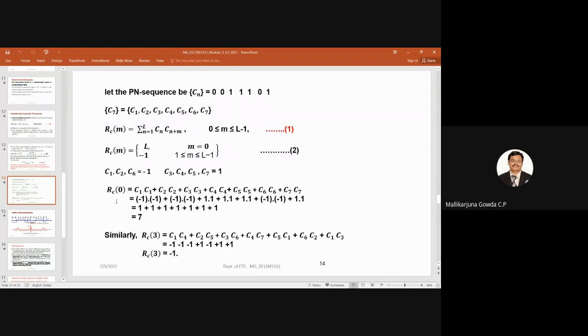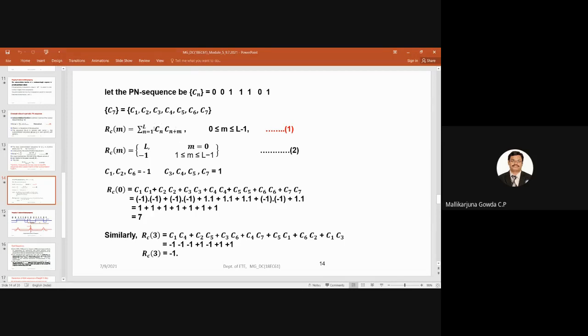So what is RC of 0? Means when M is 0, I get RC of 0. So you just substitute M as 0, right? The value of N varies from 1 to L. Here what is the value of L? L is 7, right? So when N is 1, since M is 0, what do you get? First product term is C1 and C1. Hope you are understanding this expansion.